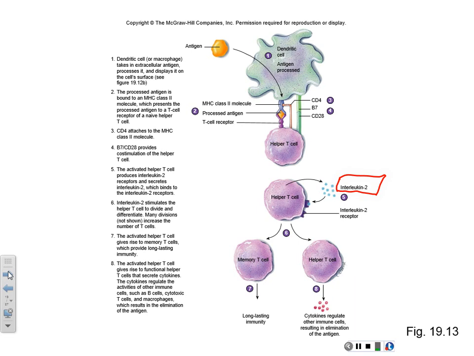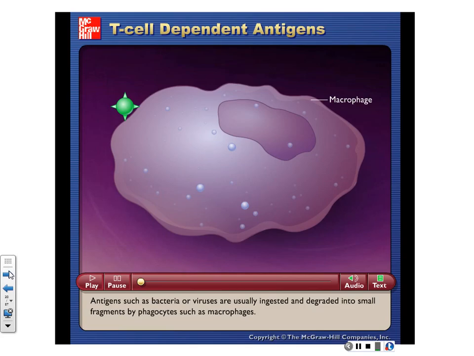So the process is going to be the exact same thing, except we'll just be dealing with different proteins, the MHC 1, because the MHC 1 kills those. So this is the T cell dependent pathway.